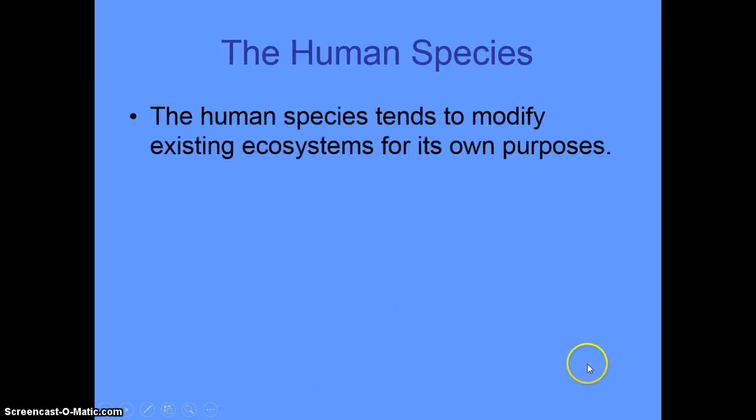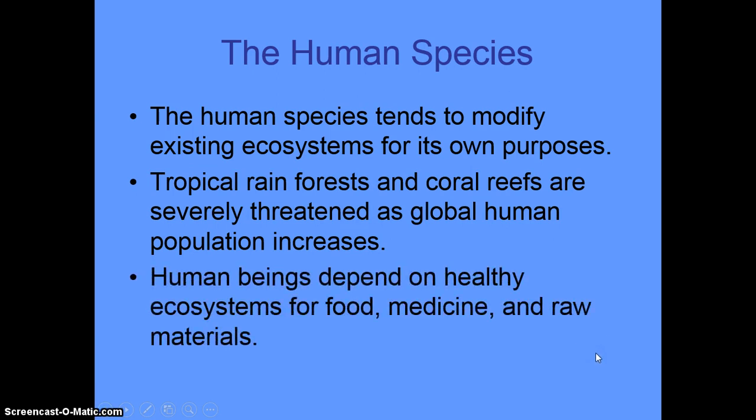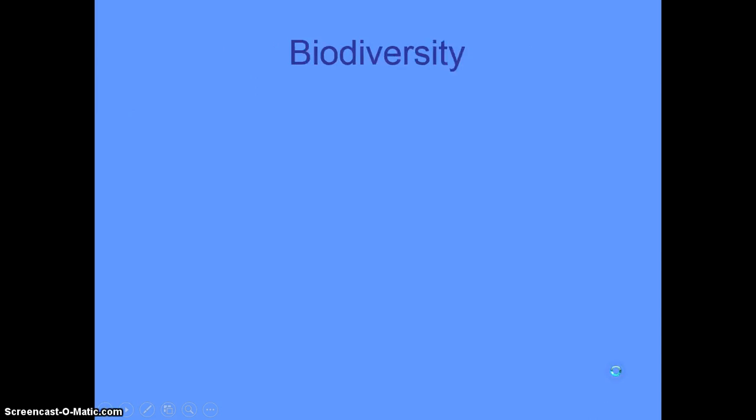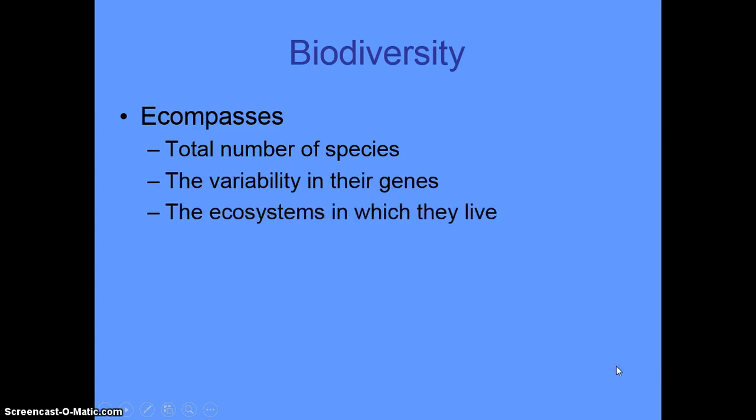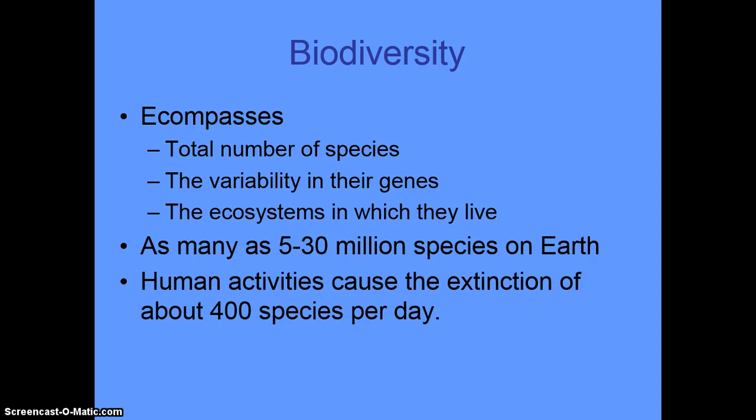The human species tends to modify existing ecosystems for its own purpose. Tropical rainforests and coral reefs are threatened because human population increases and we go and we modify those ecosystems. We depend on healthy ecosystems for food, medicine, and raw materials, so it's really important for us to make sure that we take care of the globe that we're on. Biodiversity is differences in living things, so this encompasses the total number of species, the variability within the genes of those species, and the ecosystems where they live. There are as many as 5 million to 30 million species on Earth. Human activity causes the extinction of about 400 of these species per day.